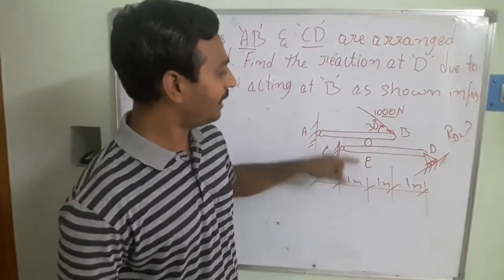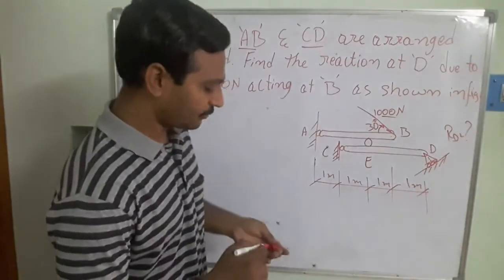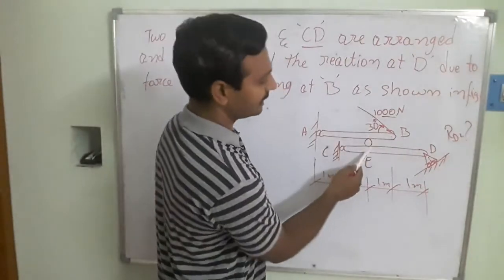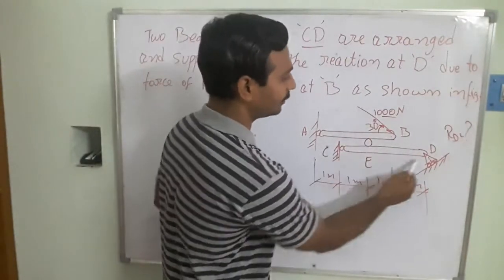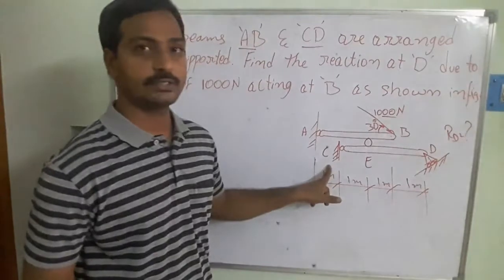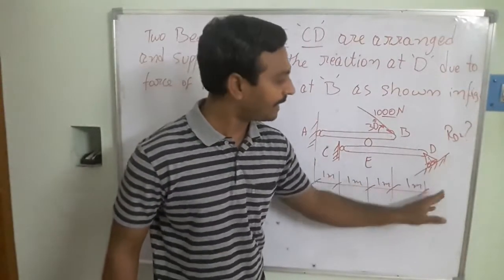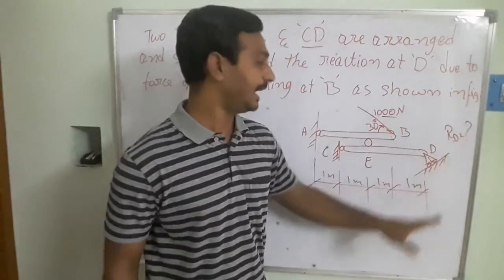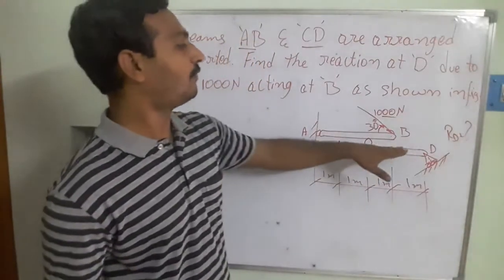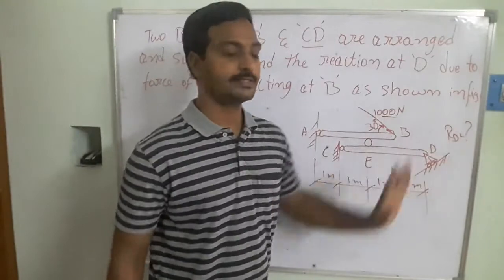So what will happen is, whatever force is coming here is transferred to the CD, and then it is transferred to these supports. There we can see in this case the supports are in an inclined position. At the same time there are moments taking place. So how could you find out the RD in this problem?